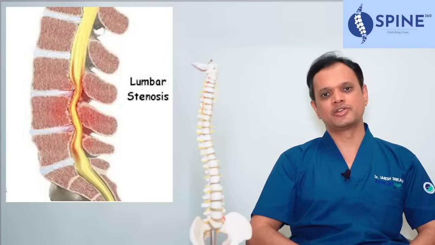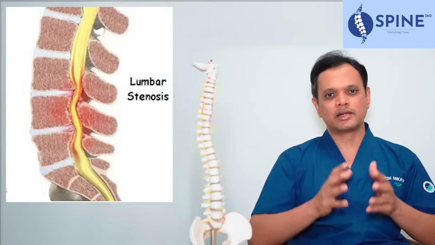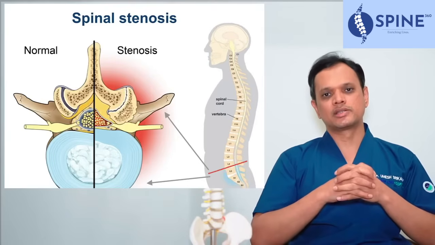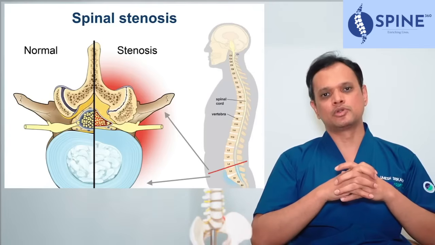Lumbar canal stenosis is usually a combination of age-related factors which together result in a reduced space in the spinal canal and reduced space for the nerves, causing some amount or a varying degree of compression on the nerves that come to the legs.